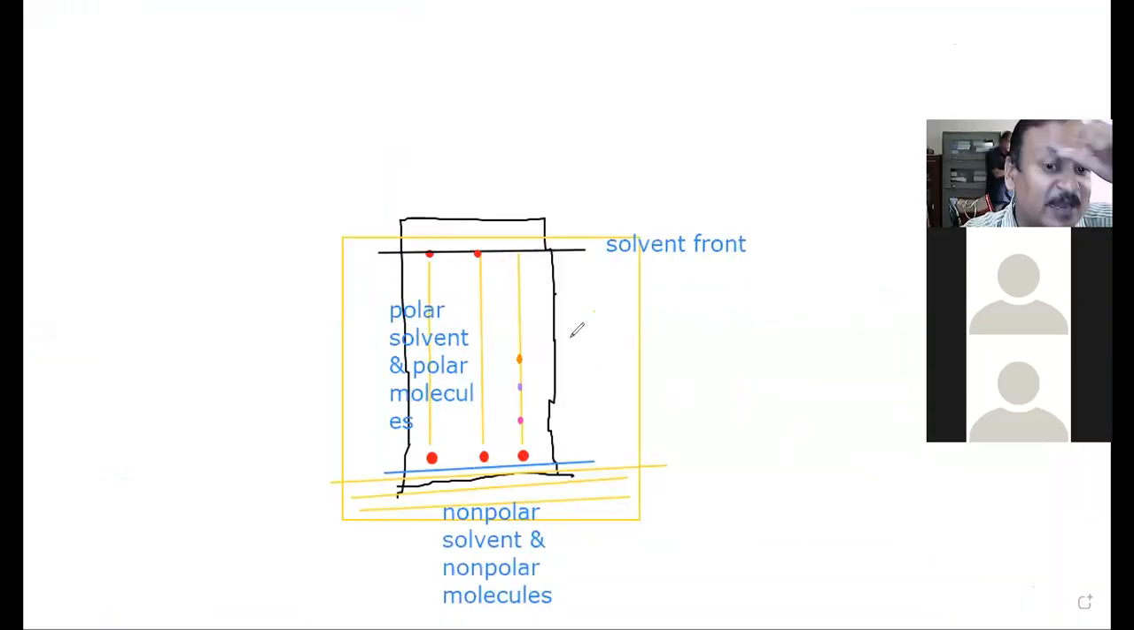I should have shown you this here, so I'll try to do it. Suppose I have the sample spot here. Now consider that the sample components are polar, but the solvent system is non-polar. So I have opposite polarities.